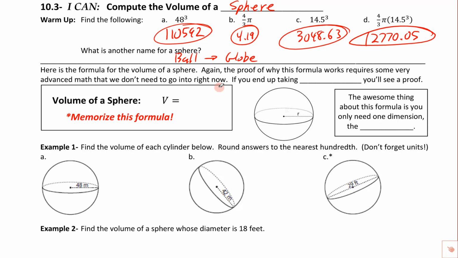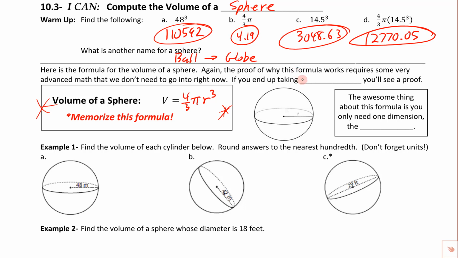So I'm going to show you the formula for this. Volume of sphere is 4/3 pi r cubed. That's it. And you've got to make sure you memorize that just like you memorize the other formulas from this unit. Make sure you've got that memorized because you've got to have it for the test and the end of the year test. So I'm not going to give you a proof of this.